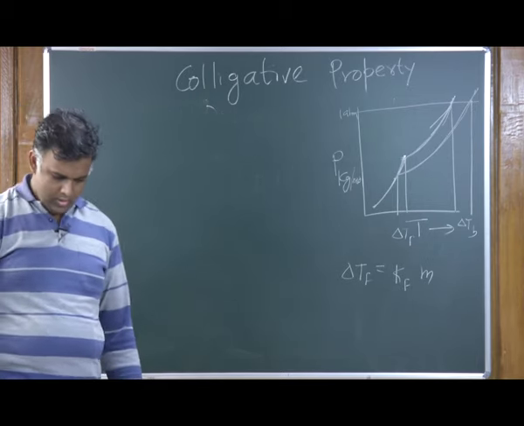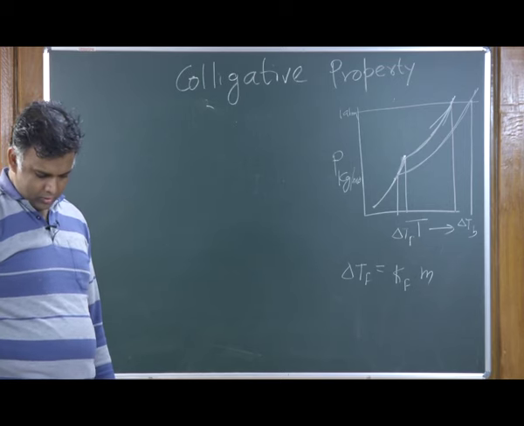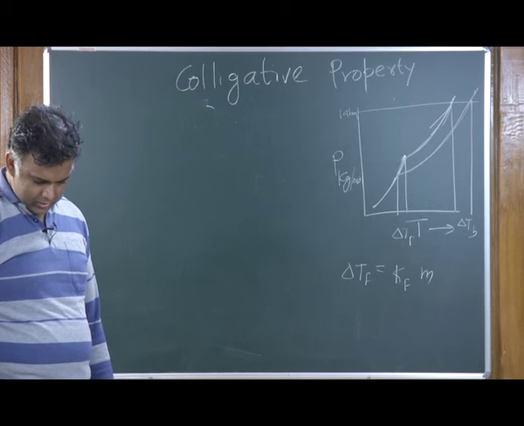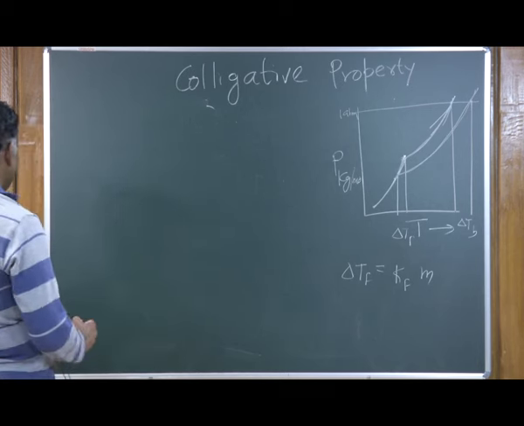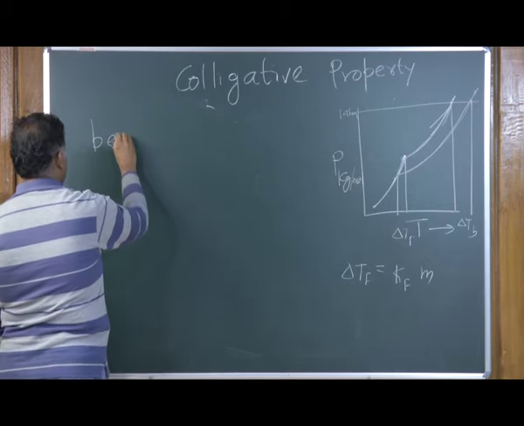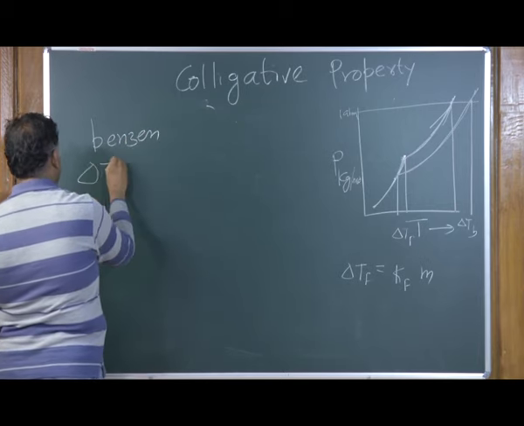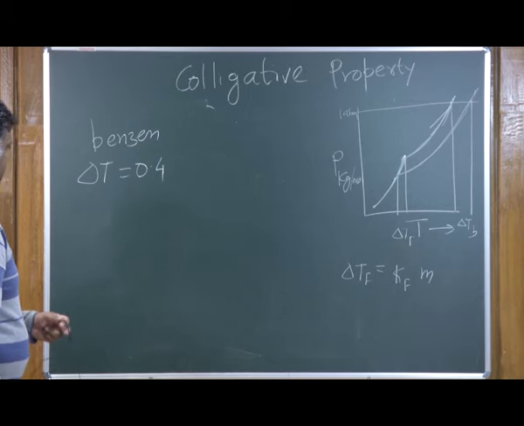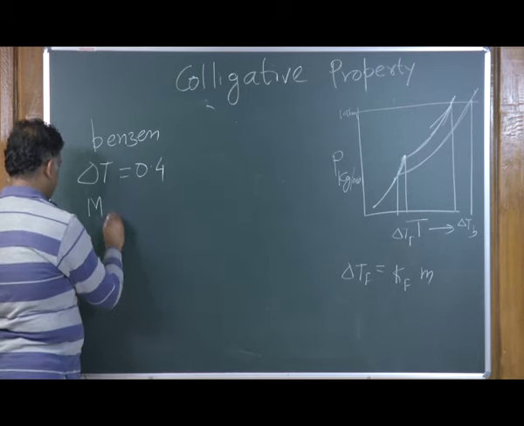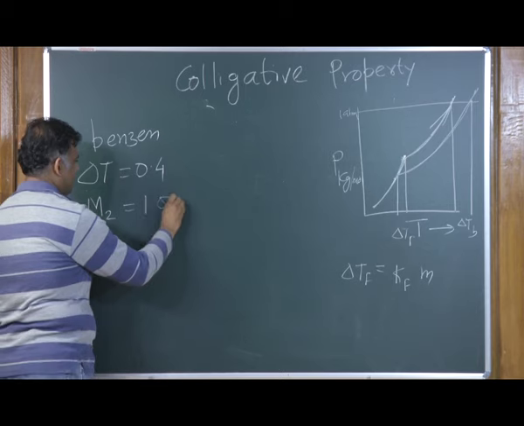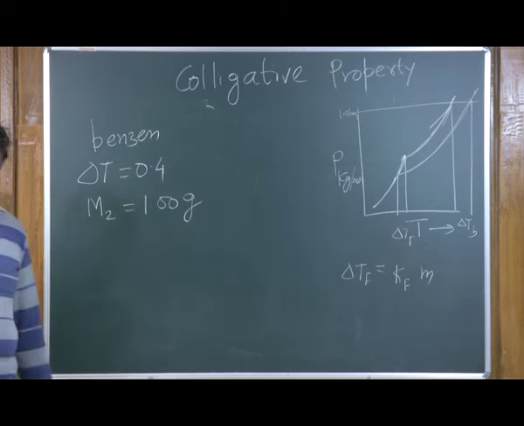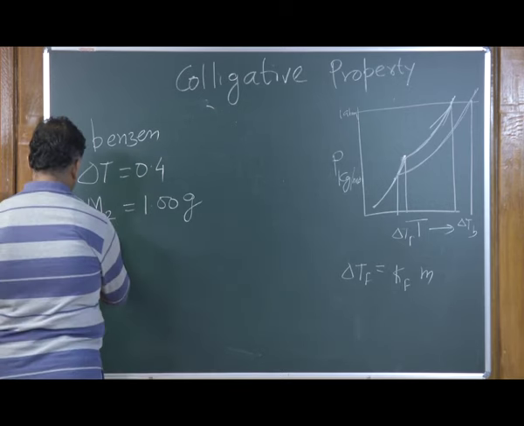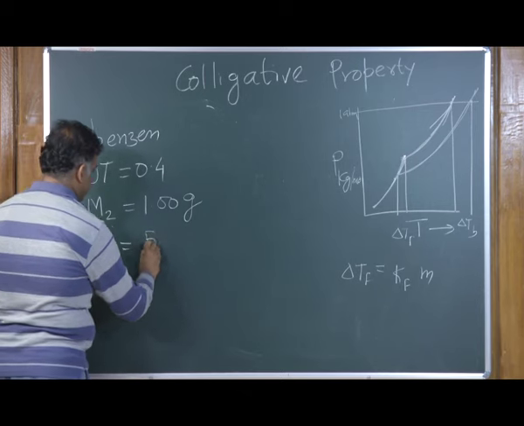Okay, let me read. 1 gram of non-electrolyte solute dissolved in 50 gram of benzene lowered the freezing point of benzene by 0.40 Kelvin. So, the benzene is the solvent and the delta T is 0.4 and the mass of the solute is 1.00 gram. So, 1 gram of non-electrolyte solute dissolved in 50 gram of benzene. So, mass of solvent is 50 gram.